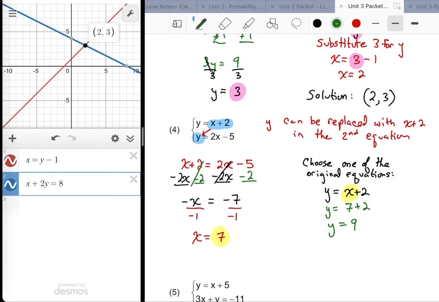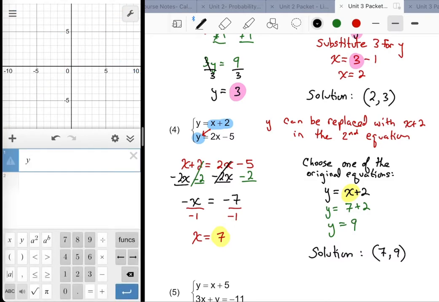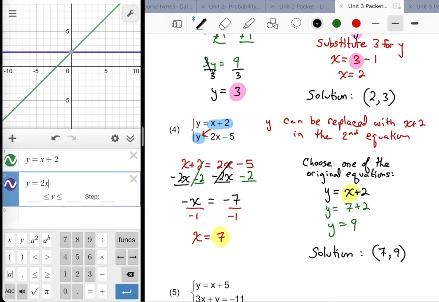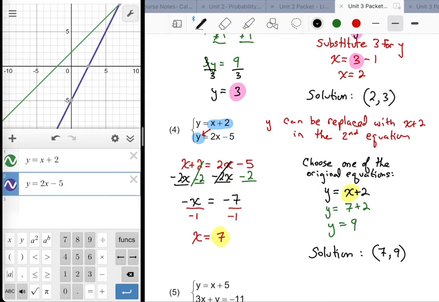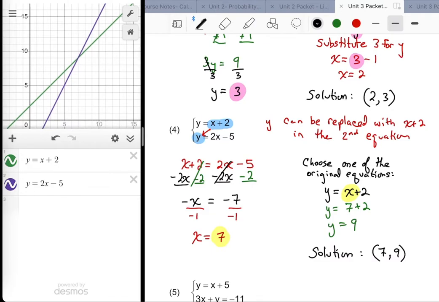All right, so my solution, always in the form of x comma y, would be 7 comma 9. So this time, I'll put it into Desmos after I did all that work, just to verify it. So y is equal to x plus 2. y is equal to 2x minus 5. I would tap on the intersection. I get 7, 9. That's what I got algebraically. I need to be prepared to do it both ways. We're in good shape here.